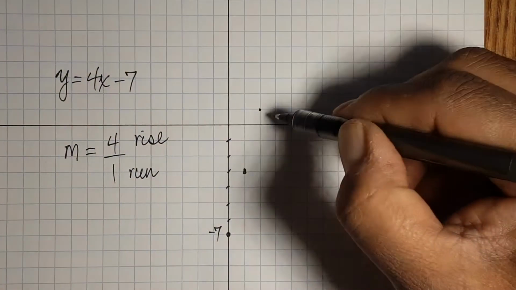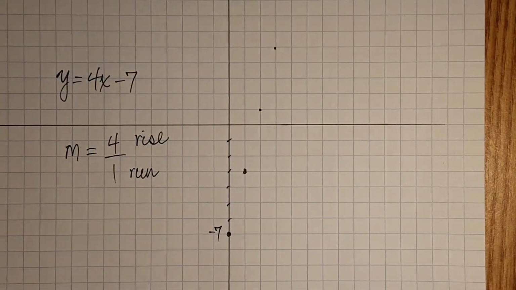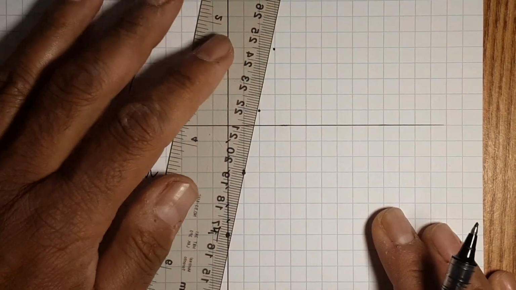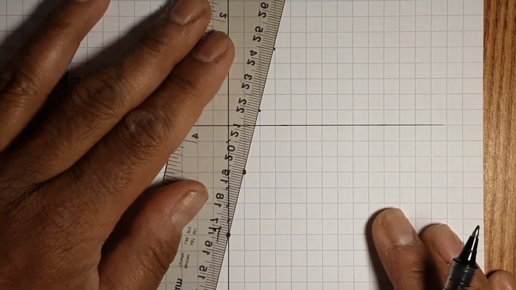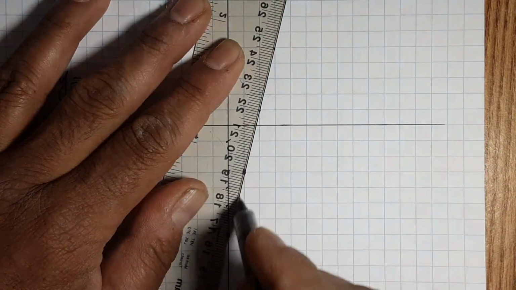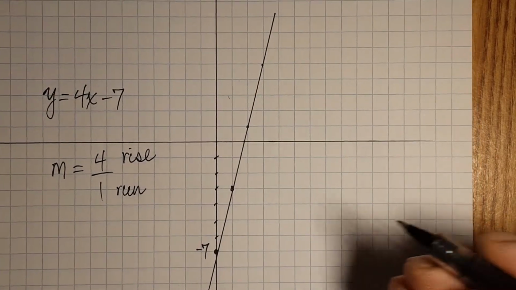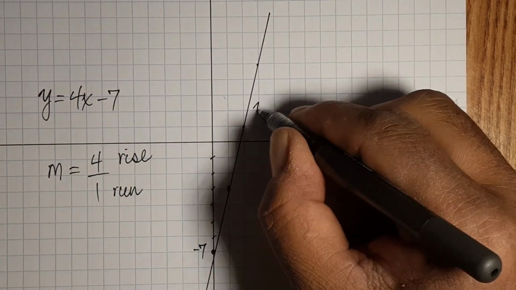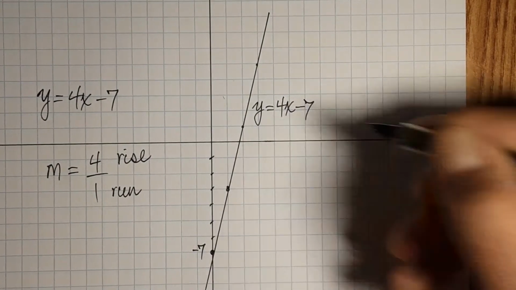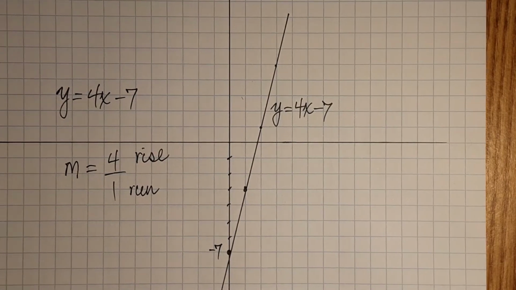You could keep going and get another point. 1 to the right, 4 up. The more points you get, the better your line's going to be, but you need 2 good points. So there's my ruler. I line up my points. There's my line. And for full marks, I'd like to write the equation of the line right next to it. That's it.